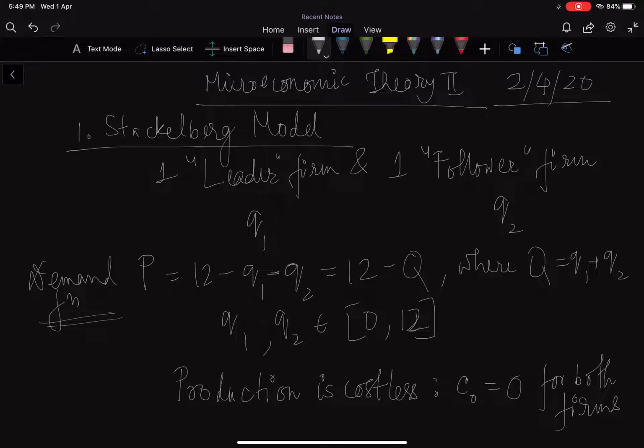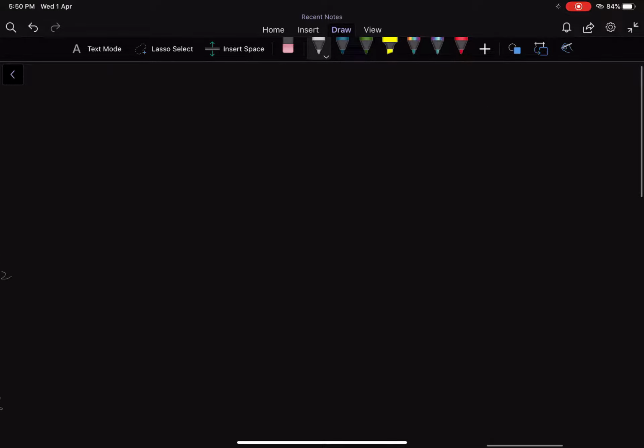Now this is a sequential move game. Why? Because first firm 1 moves, and then firm 2 observes firm 1's choice, and then firm 2 decides its own production. Okay, so it's a sequential move. It's a game because the payoff, which is the profit of one firm, depends on the choices made by that firm as well as the other firm. So that's why it's a strategic context. My action affects your payoff and your action affects my payoff. And so therefore it's a sequential move game.